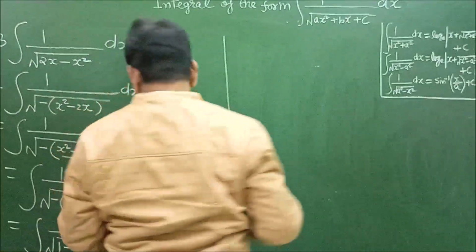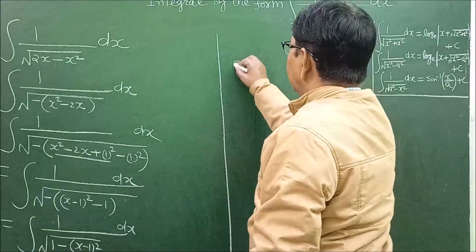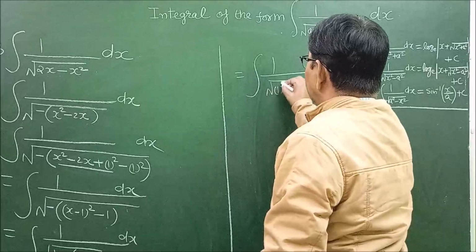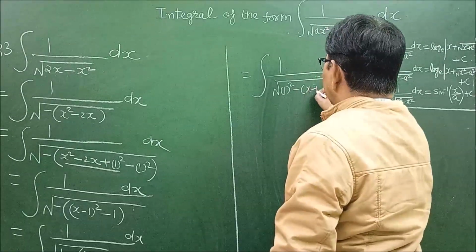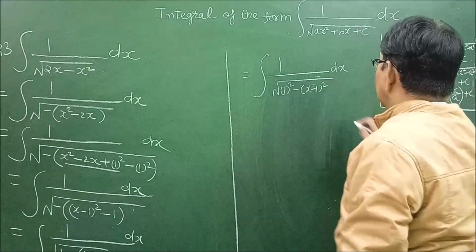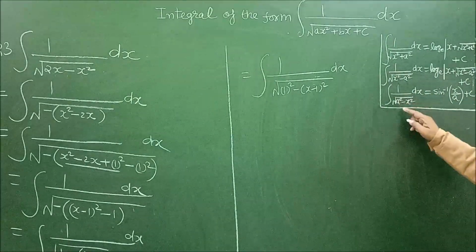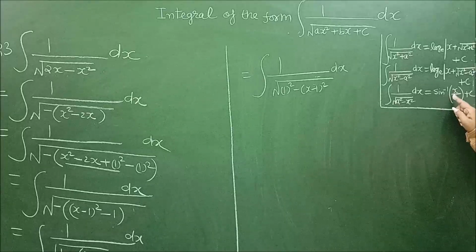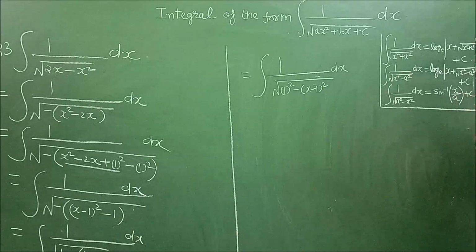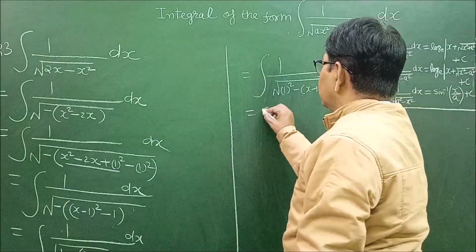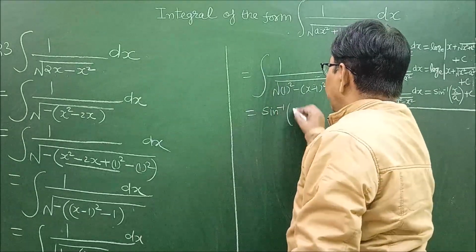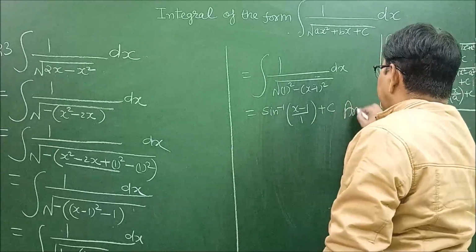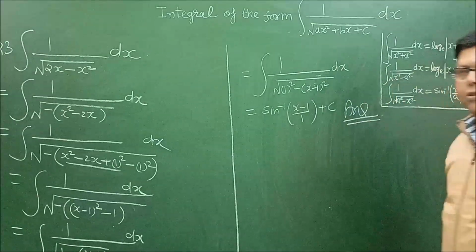Now this integral is of the form 1 upon under root 1 square minus x minus 1 square dx. This matches the form 1 upon under root a square minus x square dx, whose integral is sine inverse x upon a. So we can write this is equal to sine inverse of x minus 1 upon 1 plus c. So this is the final answer of question number 3.